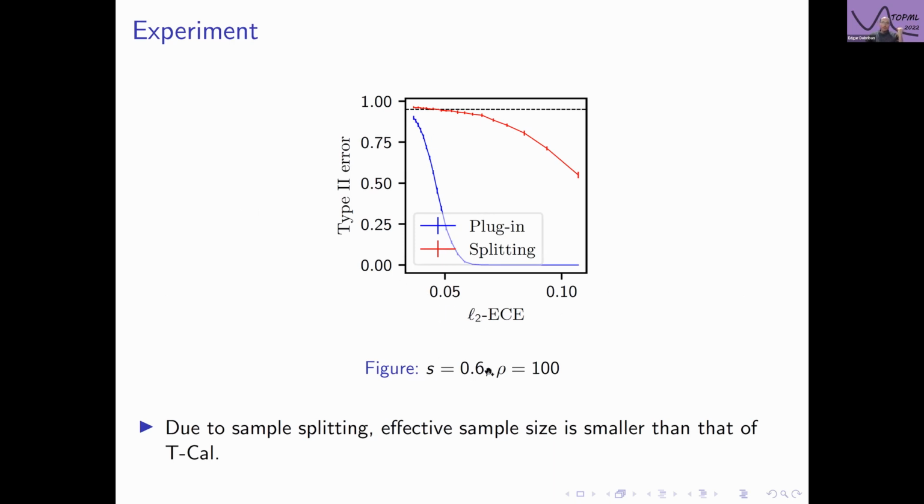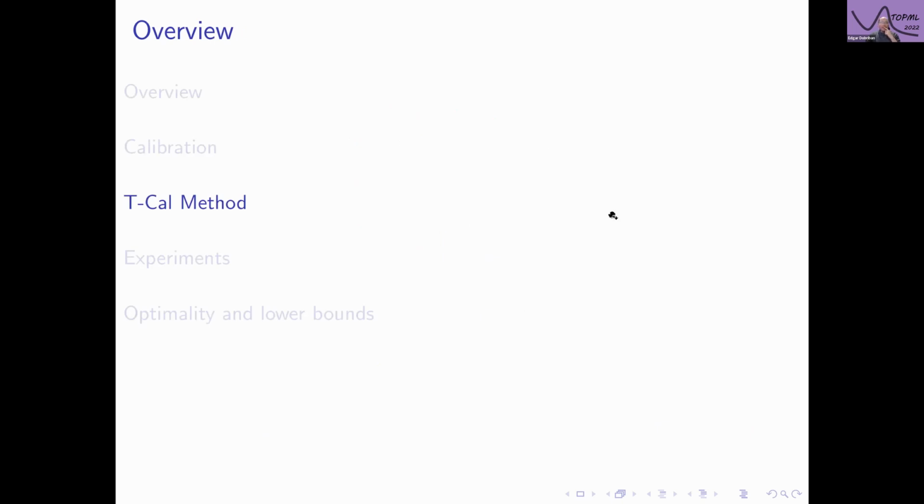So here is a plot of some simulation where we increase the signal strength, the L2EC, and here we show the type 2 error, which is just the probability of falsely not detecting that there is a miscalibration. So the smaller the better. And here's a method that comes from this sample splitting, and here's our method, which I'll explain in a second. So you see it's much better. So our method is somehow much better. We haven't been able to make sample splitting work, but the idea is correct. So let me now actually introduce our TCal method.